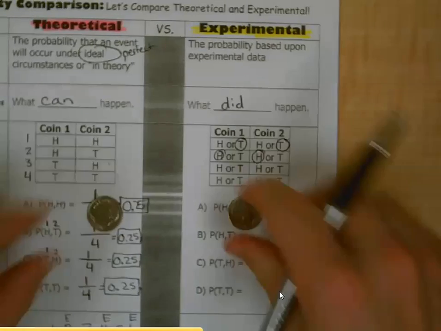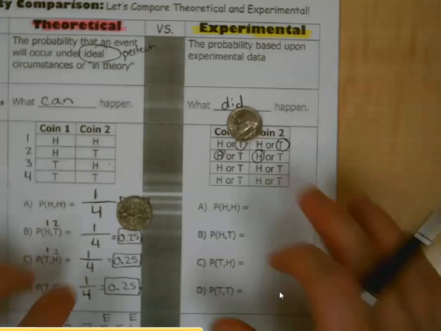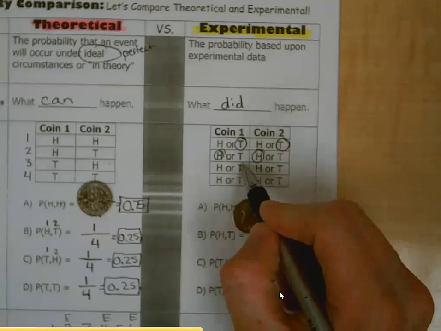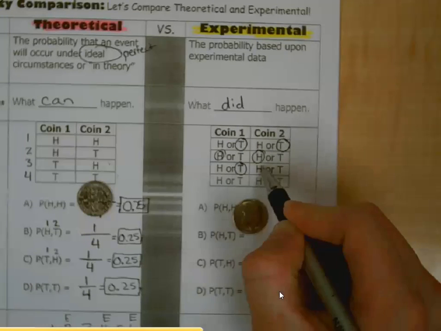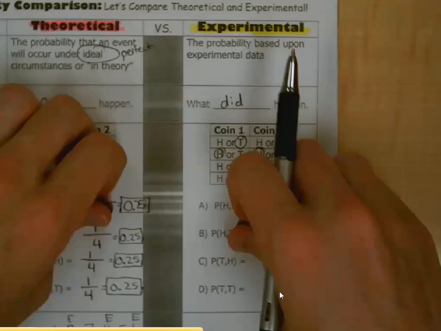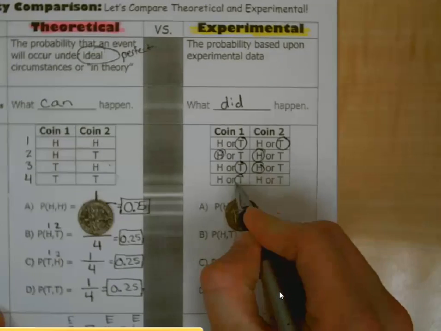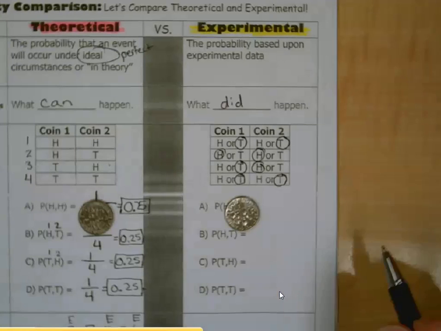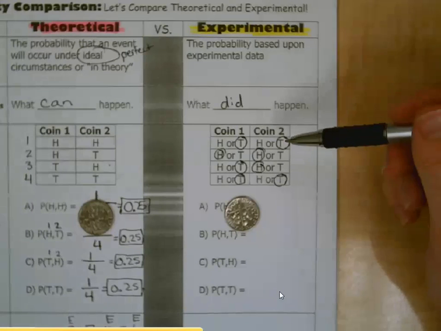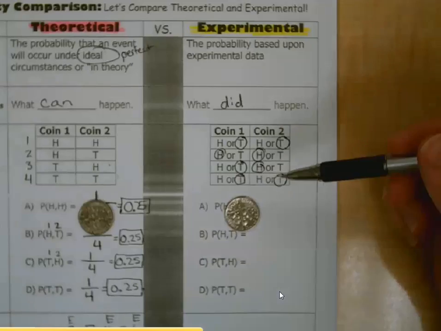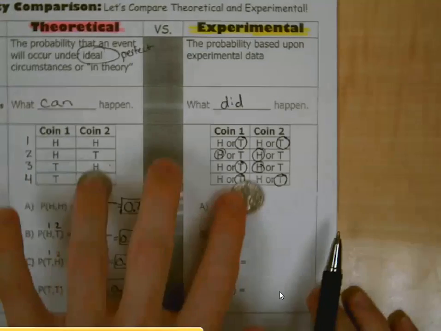On our third try, we've got tails on coin 1 and heads on coin 2. And on our fourth try, we got 2 tails again. Tails on coin 1 and tails on coin 2. We're going to use these experiments to calculate our experimental probability down here.